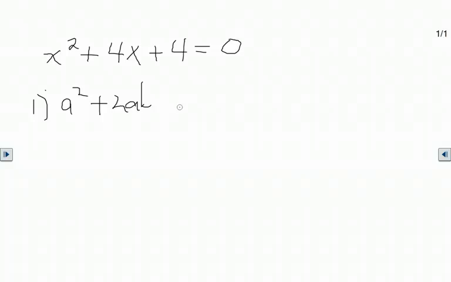This is going to drive me crazy. A squared plus 2AB plus B squared is equal to A plus B quantity squared.